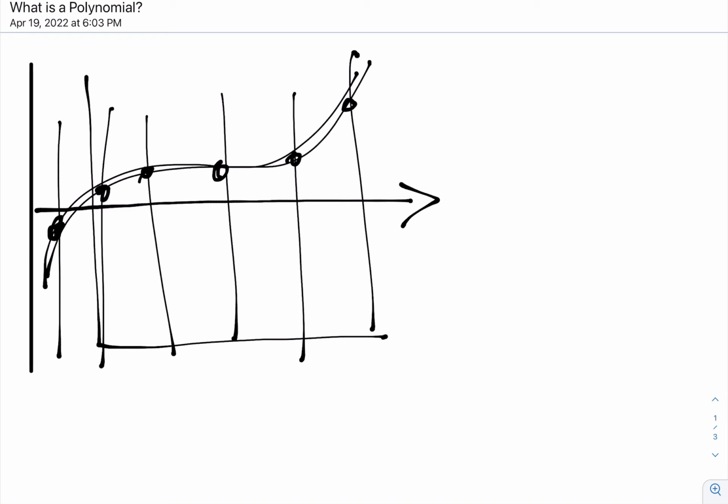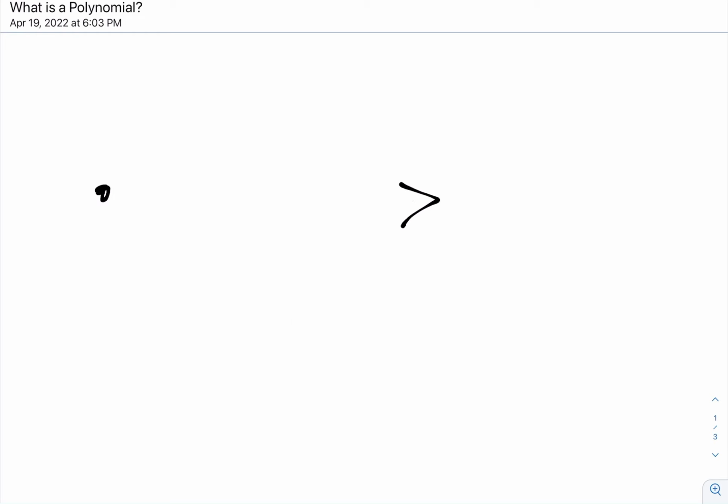Okay, so the y value might be the same, like for example, it's the same kind of along this line right here and right here, but its x values are different. Okay, so that's the main idea with functions.